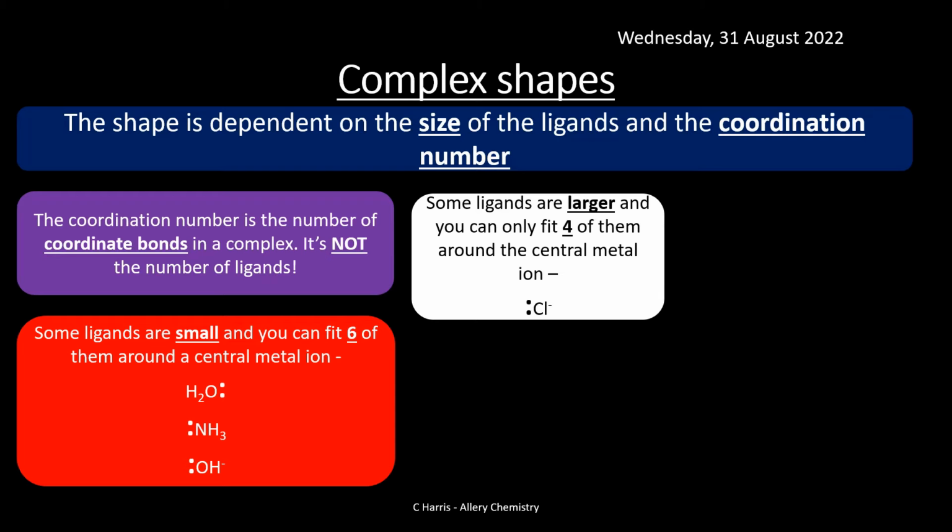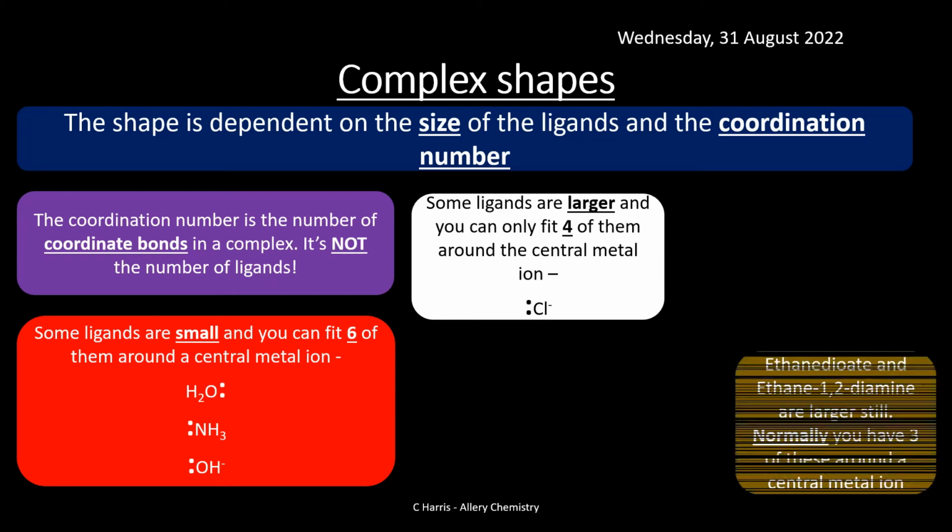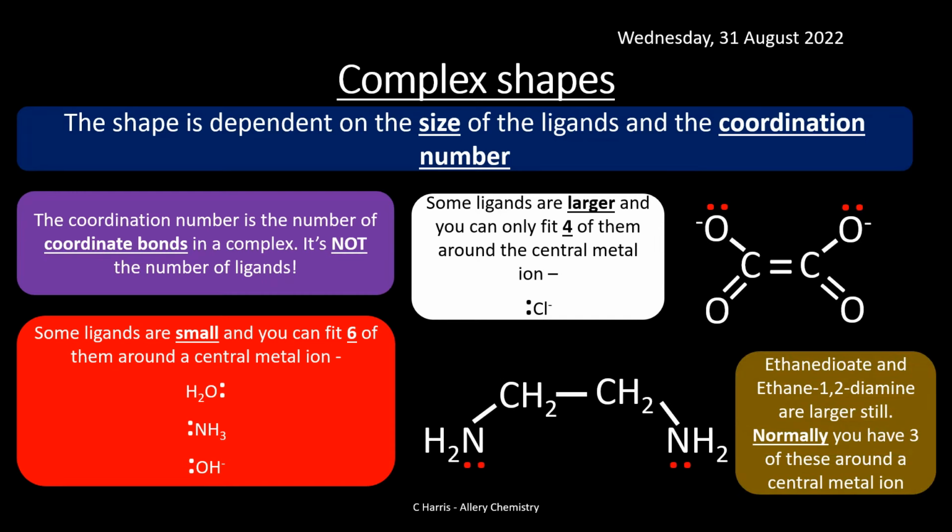There just isn't enough space. So larger ligands like Cl- ions, you can only fit 4 of them around a central metal ion. There just isn't enough space to put 6 of them around, like water, ammonia, and hydroxide ions. Ethanedioate and ethane-1,2-diamine are even bigger than chloride ions, and normally we can only fit 3 of these around a central metal ion. So obviously these are a lot bigger, and obviously they bond twice each anyway.